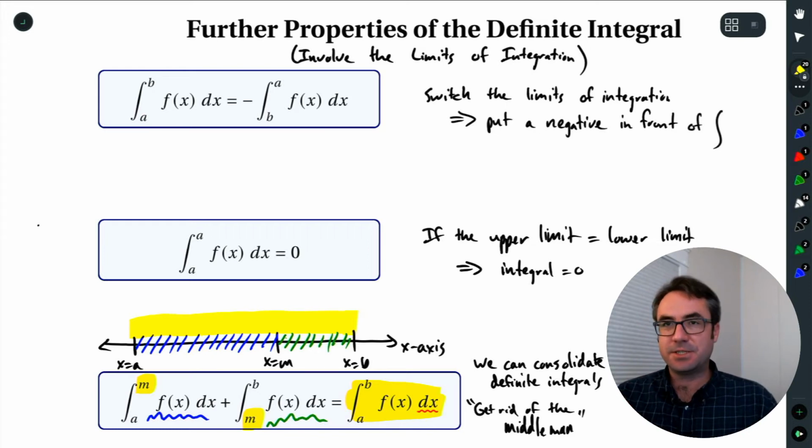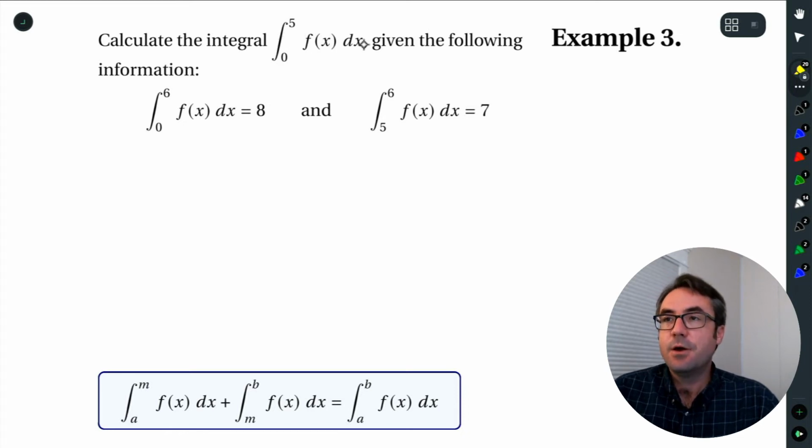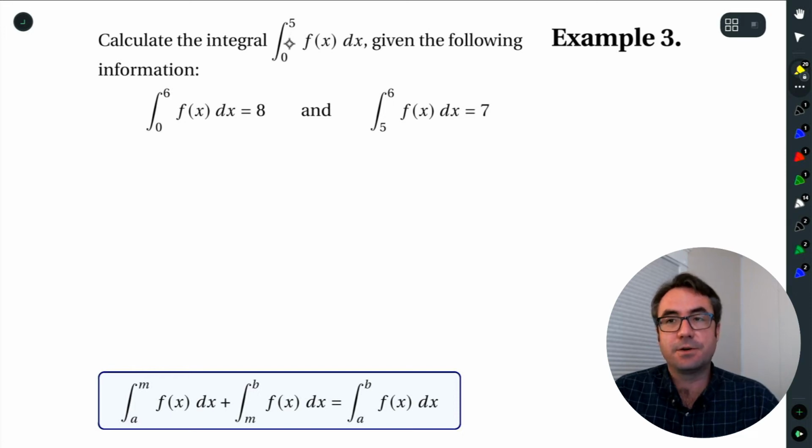All right, so let's try an example with this. Let's calculate the integral of f of x from 0 to 5, where we're given some information about function f of x and some definite integrals here. We know that the definite integral of f of x from 0 to 6 is 8. And we know the integral of f of x from 5 to 6 is 7. And what we want to do is find the integral from 0 to 5.